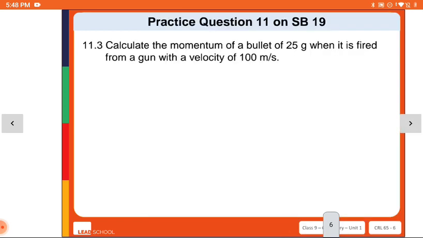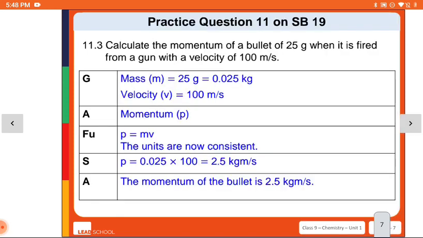Students, similarly, calculate the momentum of a bullet of mass 25 gram fired from a gun with velocity 100 meter per second. This numerical is similar. You have to practice it yourself. If you want to take a screenshot, you can get the solution from this slide.